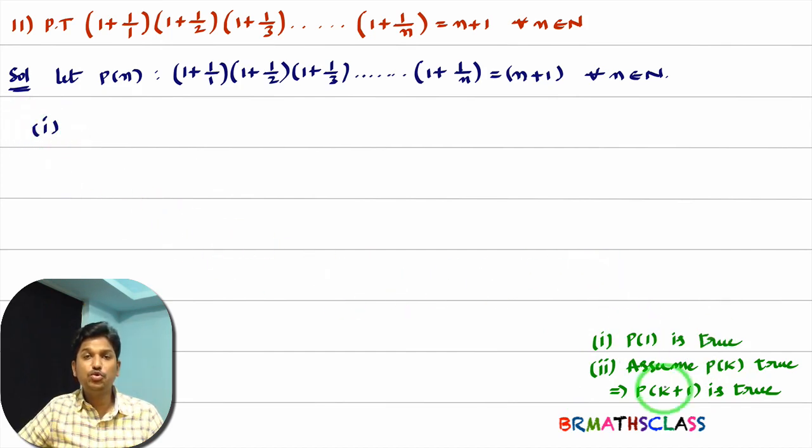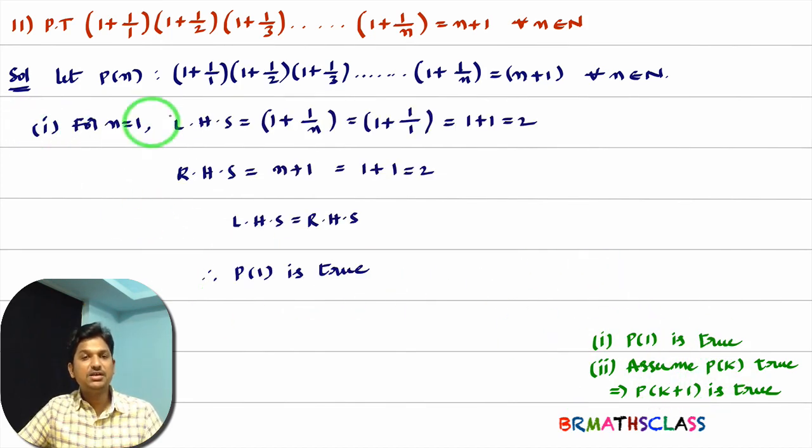How do we prove p of 1 is true? You see here, to prove p of 1 is true, first in place of n I considered 1. So in the left hand side part of this statement, you take the nth term, 1 plus 1 by n. In this, wherever n is there you write 1. Then what will you get? 1 plus 1 by 1. That is nothing but 1 plus 1. 1 plus 1 equals 2.